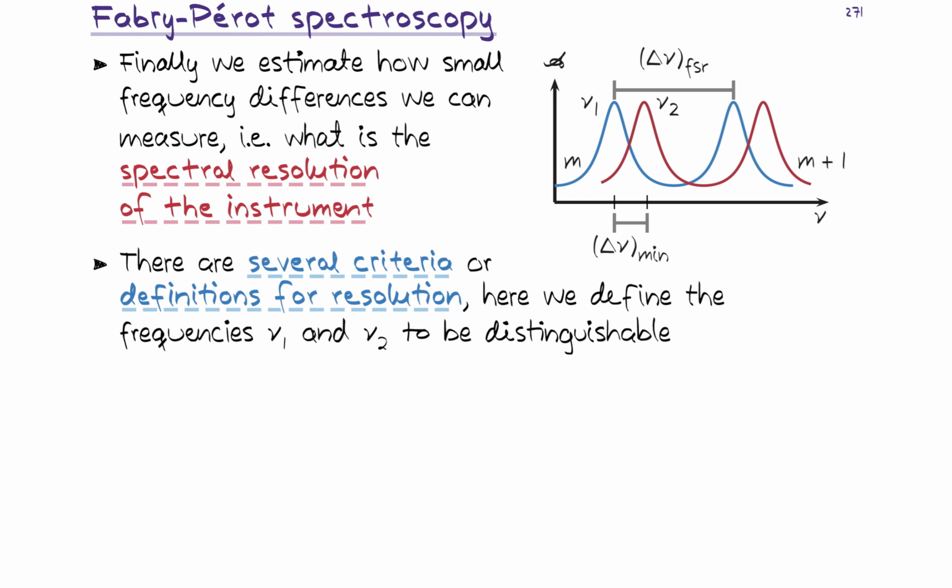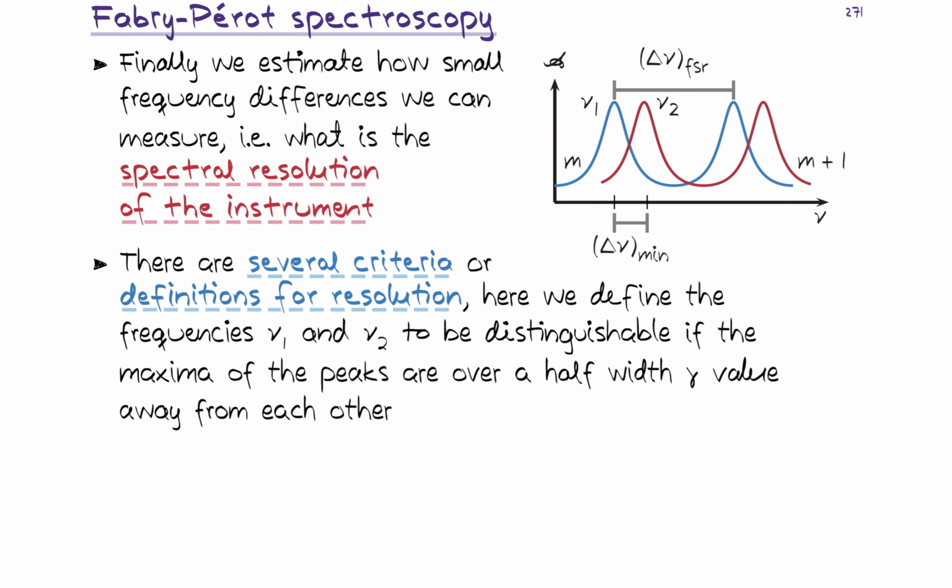So here we introduce a few different criteria, different definitions of how we can quantify the spectral resolution. Essentially, we define the frequencies nu1 and nu2 to be distinguishable if the maxima of the subsequent related peaks are a distance of half width gamma away from each other.